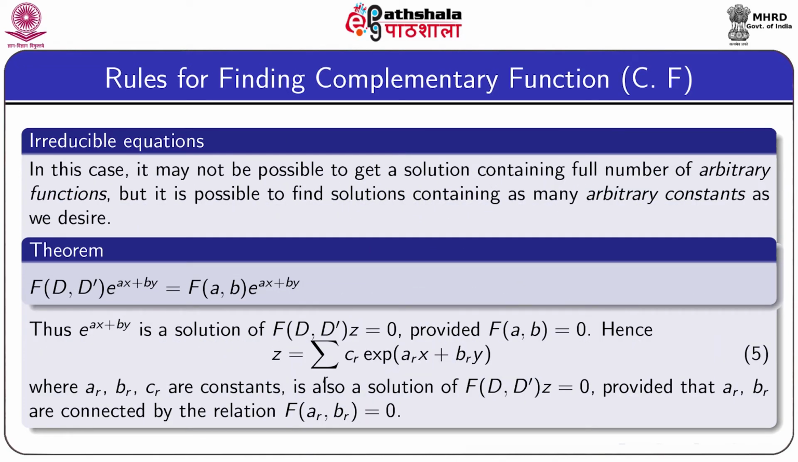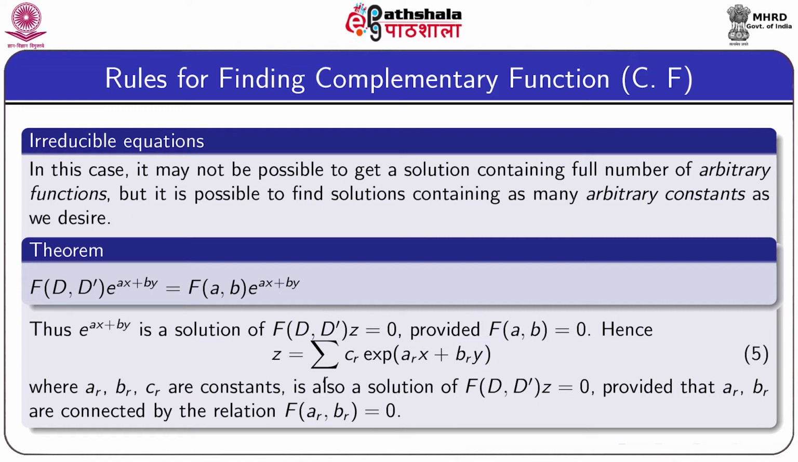Till now, we have discussed how to find the complementary function when the operator F is given in reducible form. Now, there is another case when F is not reducible, or F is in irreducible form. For that case, it may not be possible to get a solution containing the full number of arbitrary functions, but it is possible to find solutions containing as many arbitrary constants as we desire. To illustrate this idea, we shall take one example.